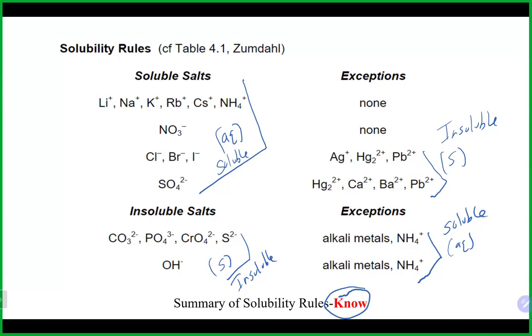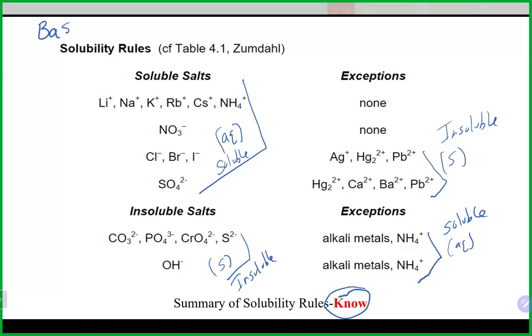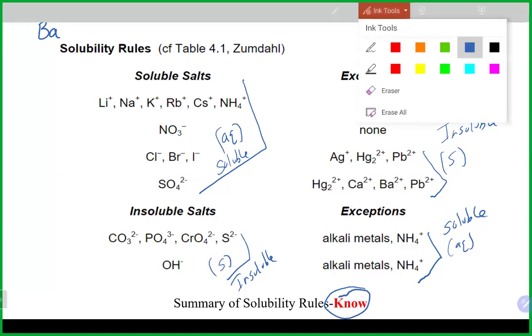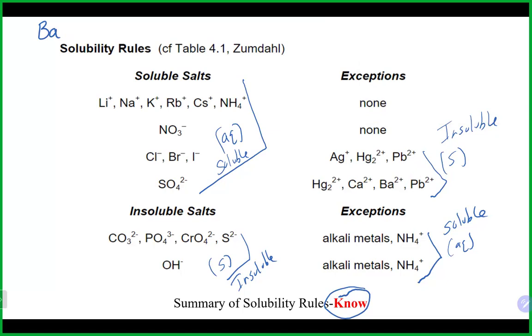So for example, let's say we took some barium nitrate and reacted it with some sodium sulfate.